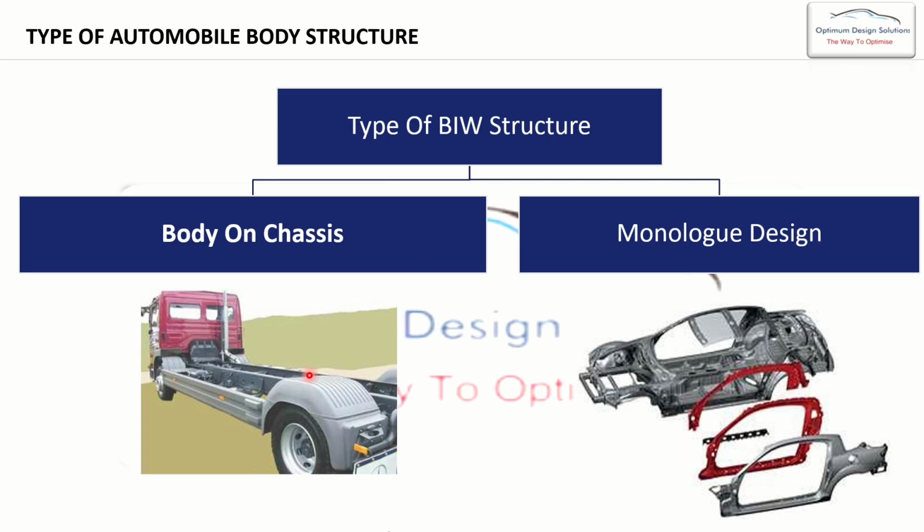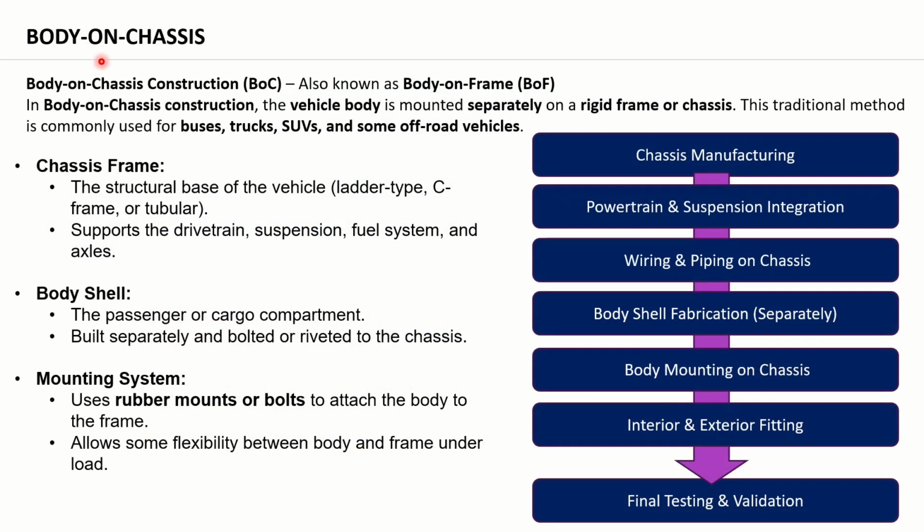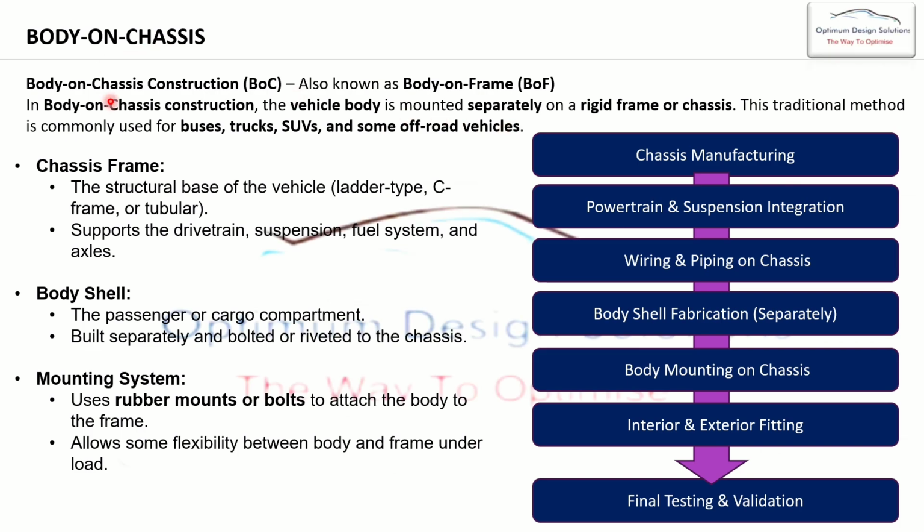So we'll see body on a chassis first. Body on a chassis is also termed as body on a frame. Basically this is the process. Firstly the chassis gets manufactured, then powertrain and suspension are integrated, then wire harness and piping get assembled on the chassis, then the body shell is fabricated separately and dropped on, then body mounting on the chassis, interior and exterior part fitting, and final inspection of the vehicle. So this is the process of how a body on chassis vehicle gets assembled.